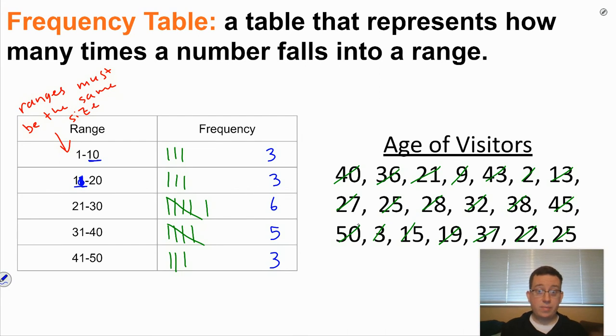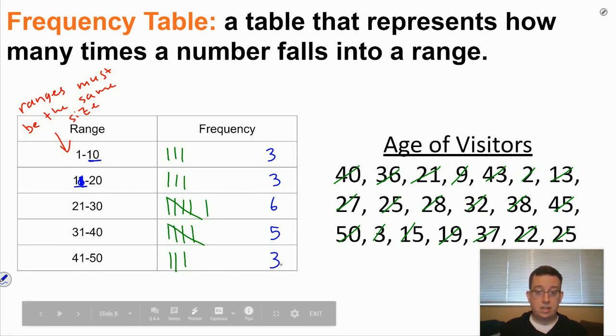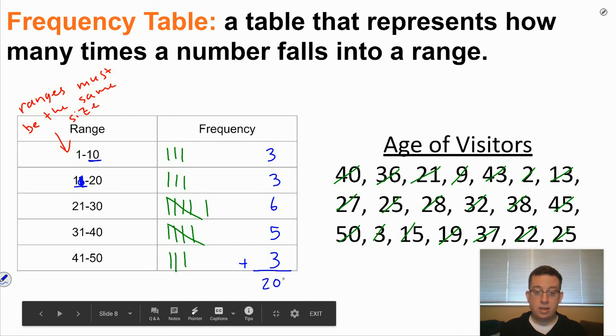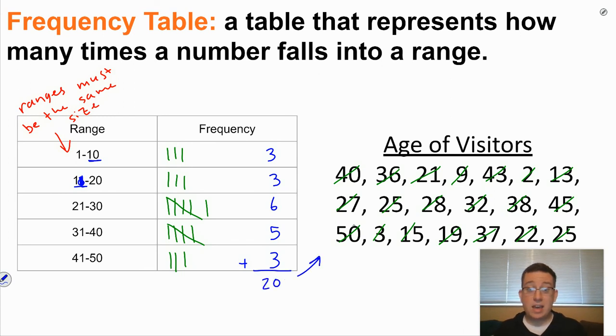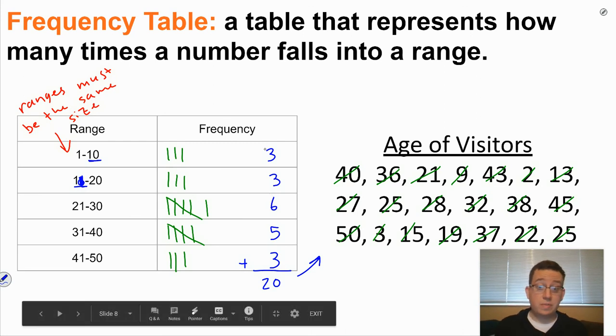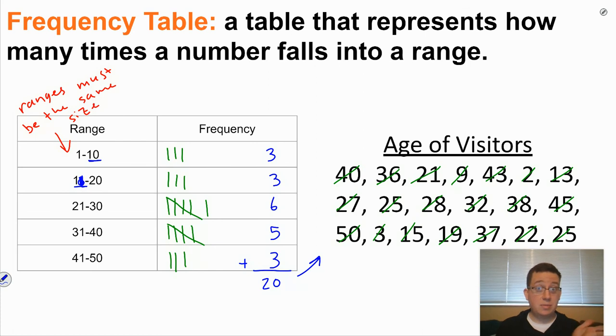Let's see if this came out. Okay, so 3 plus 3 is 6, plus 6 is 12, plus 5 is 17, plus 3 is 20. So all of these add up to 20, which is the same as my count over here. So if these totals don't add up to how many numbers we're dealing with, we did something wrong. So it's a great way to go back and look at what we did wrong.